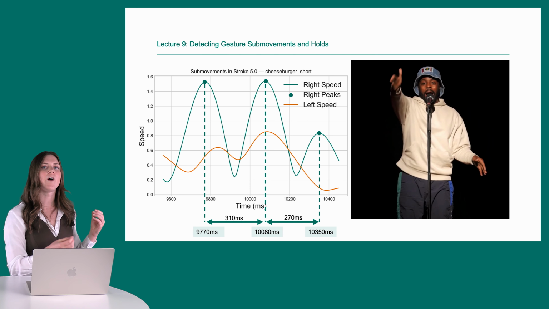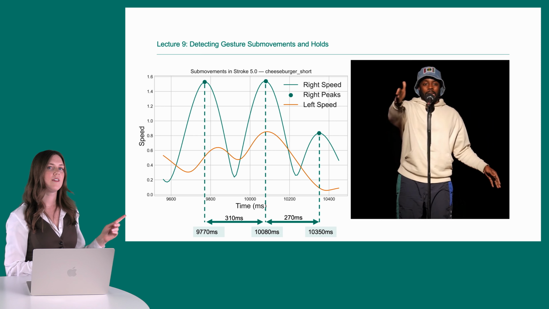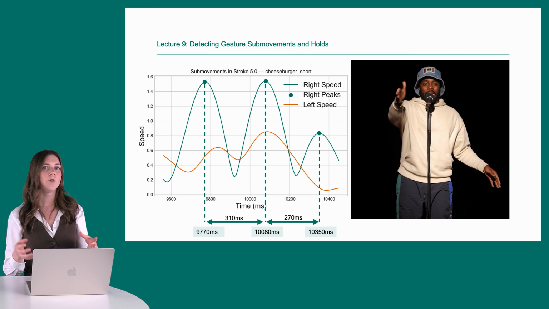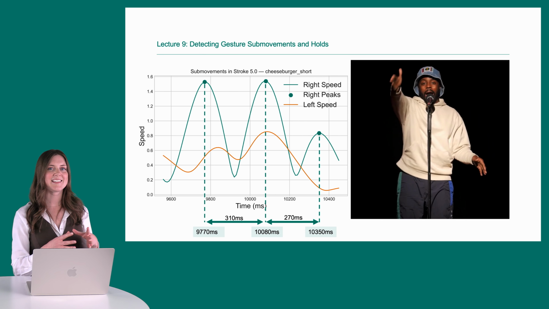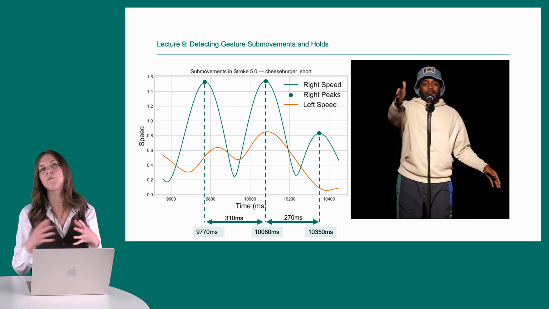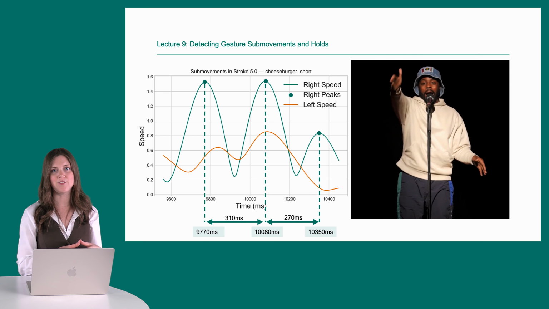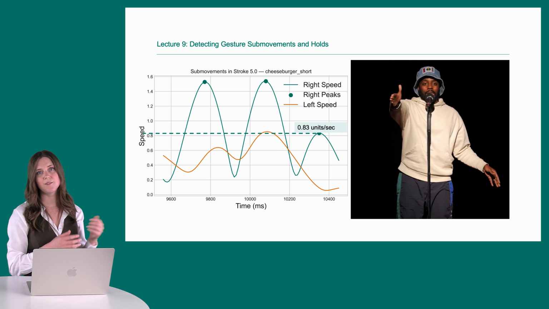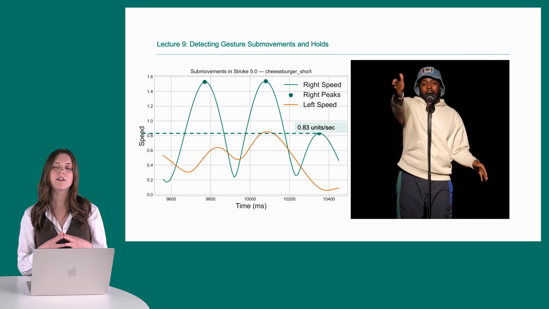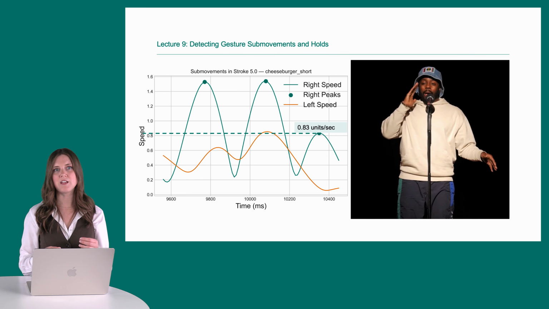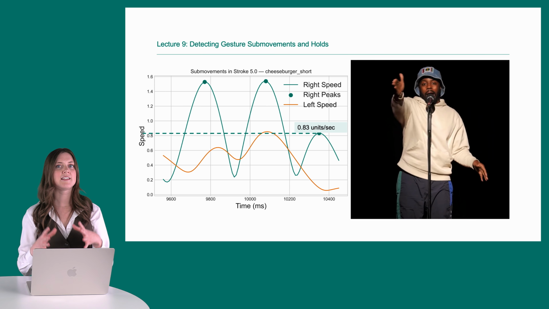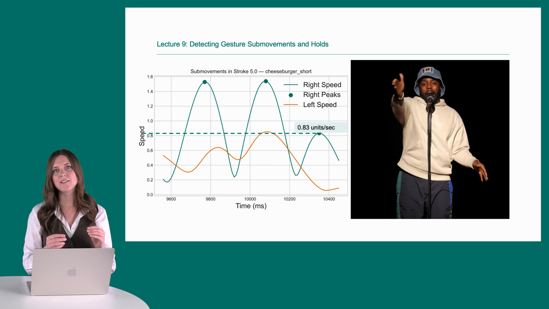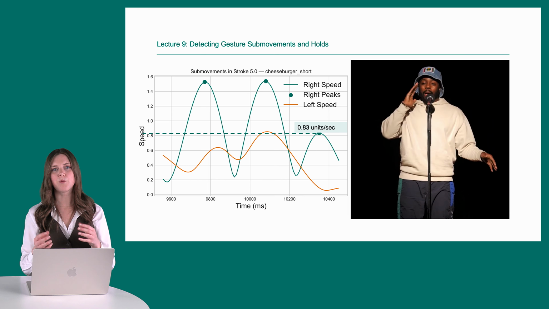So let's look at how far apart these peaks are. These speed peaks are about 300 milliseconds away from each other. In order to detect all 3 of these as distinct speed peaks, we would need to set a minimum distance of at least 270 milliseconds. Now, let's take a look at the height of these peaks. Our smallest submovement peak has a speed of 0.83 units per second. So, to detect all 3 of these as distinct submovements, we would need a minimum height of at least around 0.8 units per second.